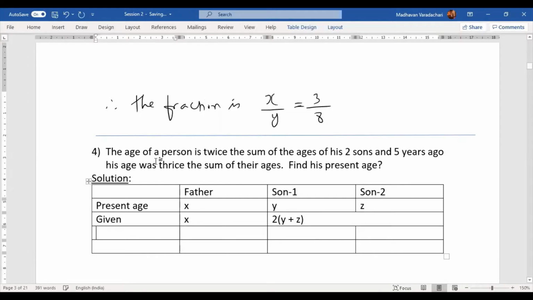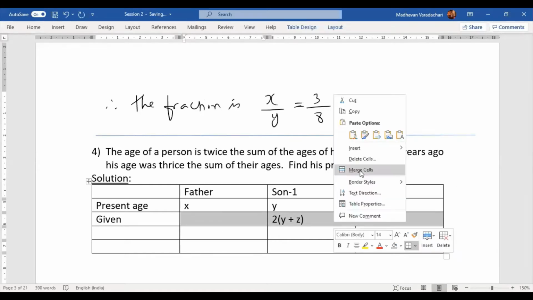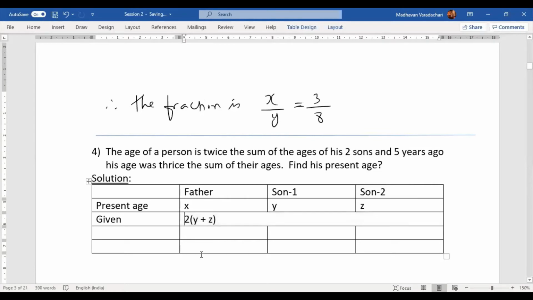What it says: the age of the person, that is X, is twice the sum of the ages of his two sons. Let me merge this also. Here I will write X equal to 2 times y plus z. The father's age is twice the sum of his two sons' ages. That is given in the question.